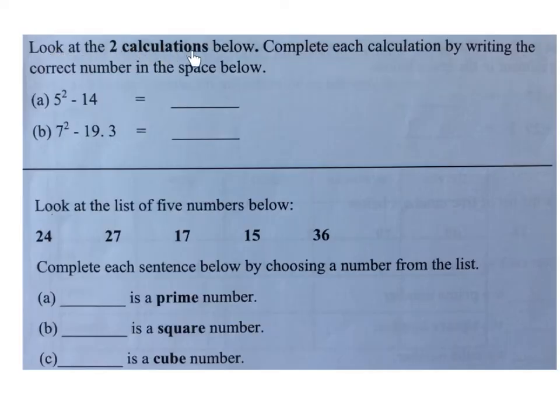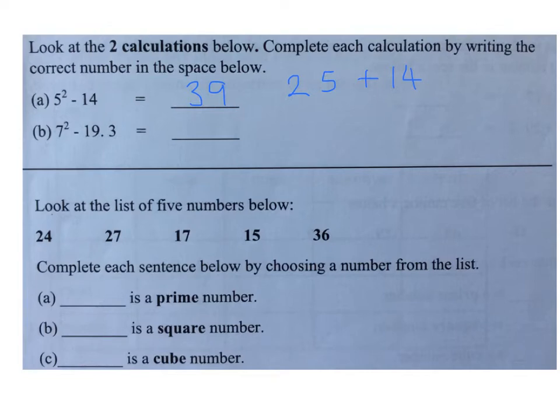Look at the two calculations below. Complete each calculation by writing the correct number in the space below. First question, 5 squared plus 14. 5 squared is 5 times 5, so that's 25 plus 14. Add those to get us 39.